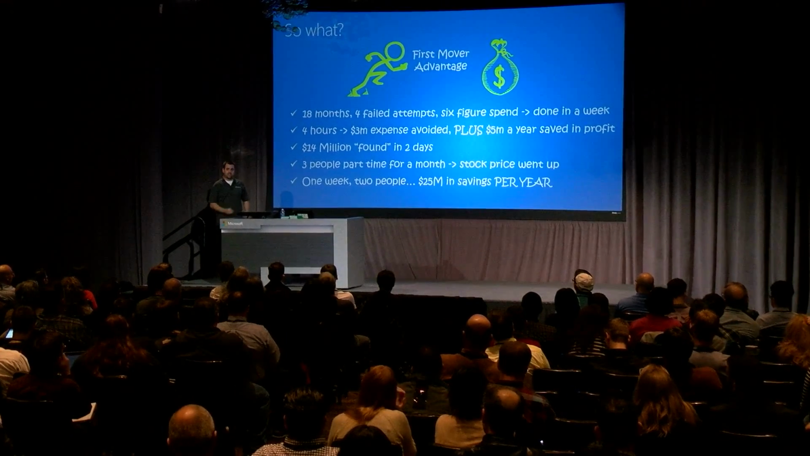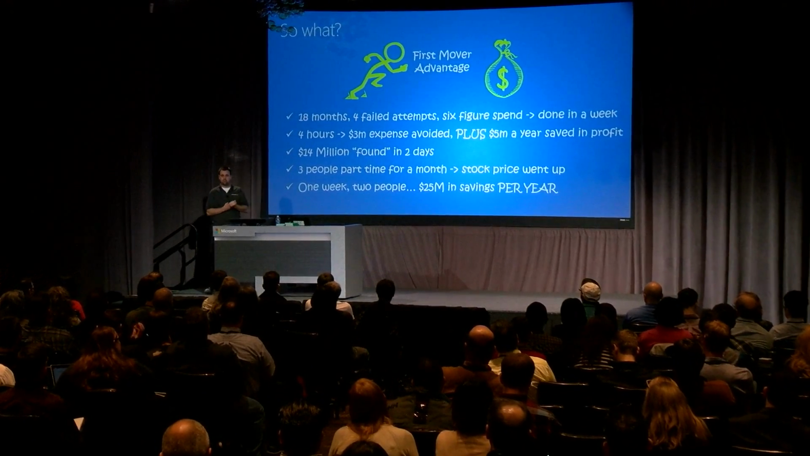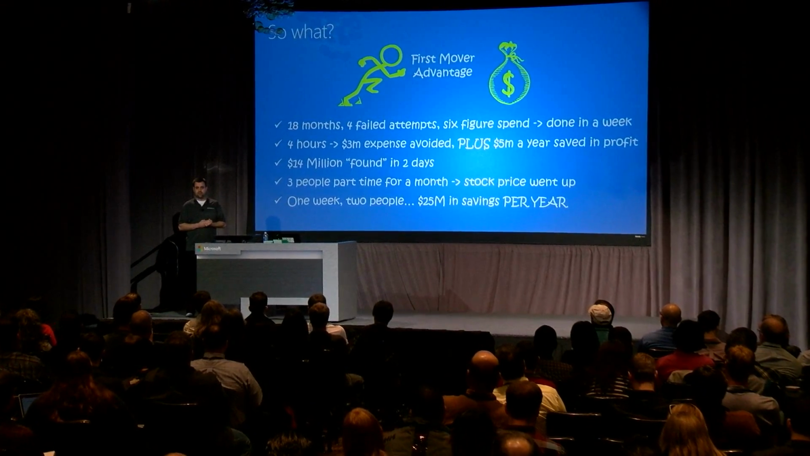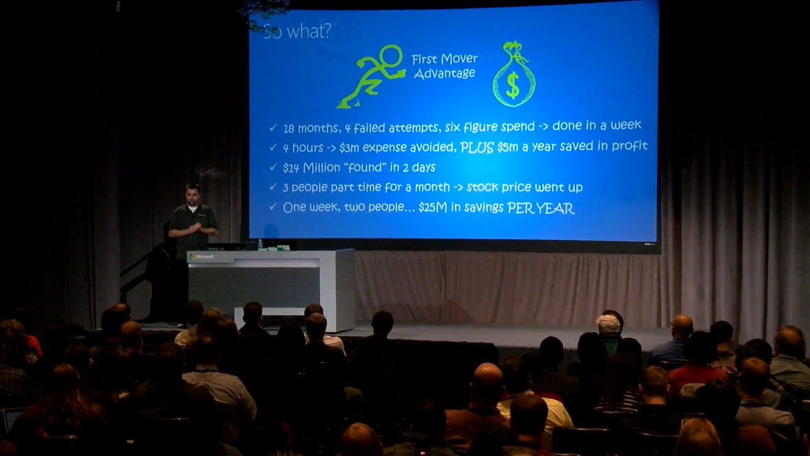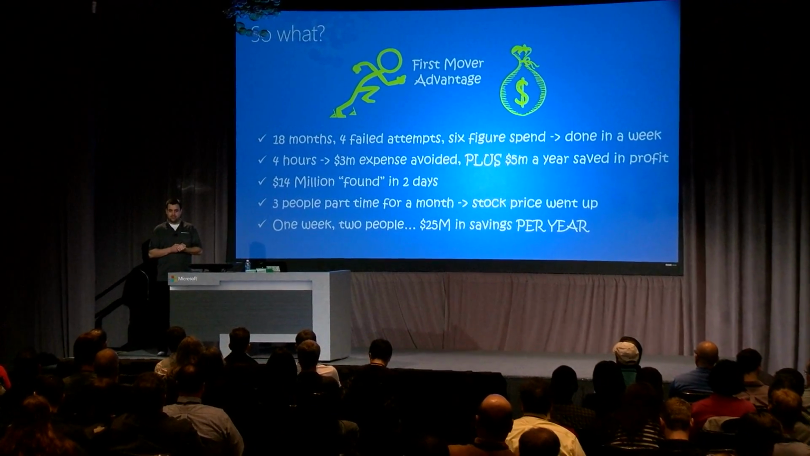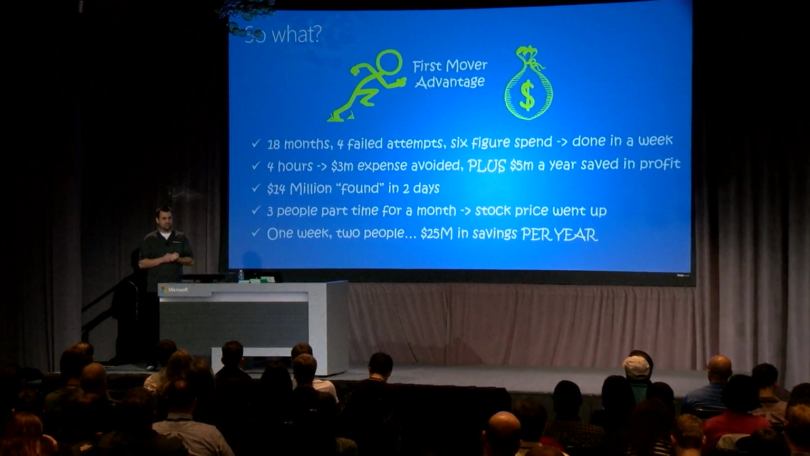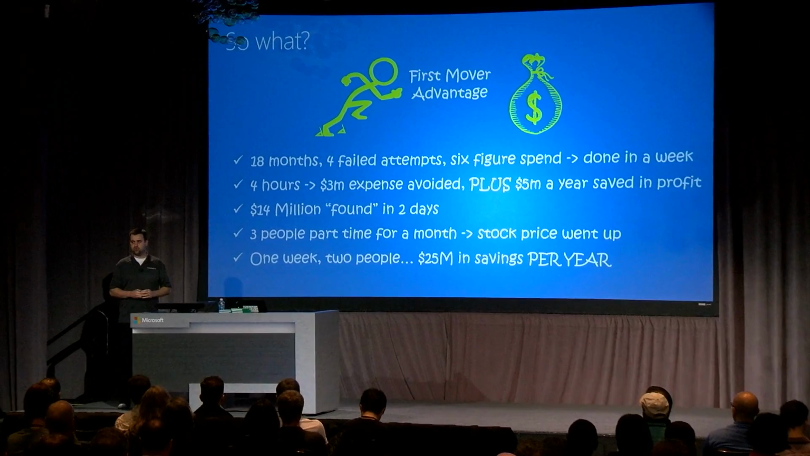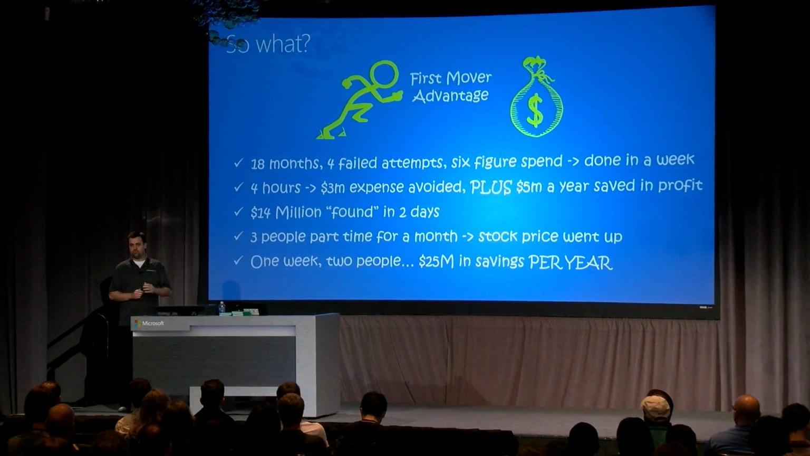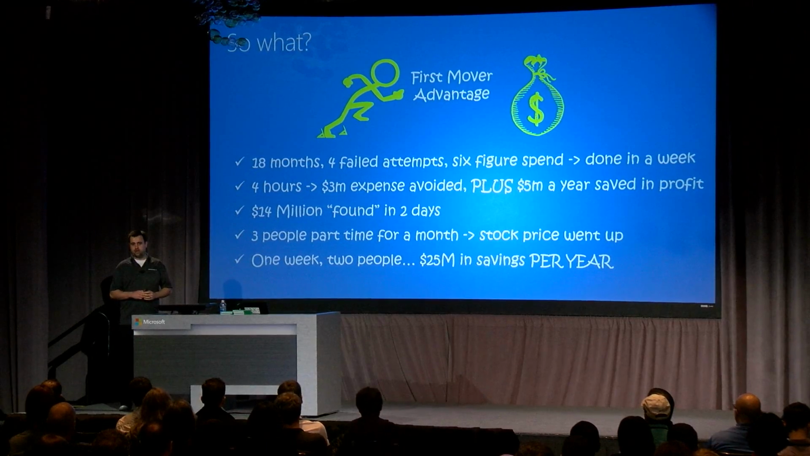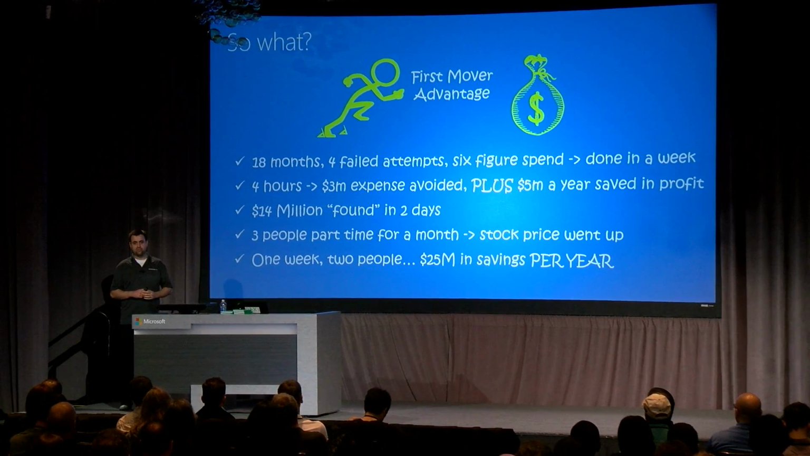Here's another one, the last one. 1 week, 2 people, $25 million a year in savings every year. This is a workbook, folks. This is an Excel workbook. Now, a super robust, industrial-strength, new, modern workbook running on a server, but it's a workbook generating $25 million a year on the bottom line, year over year. It's been running for a couple of years now.